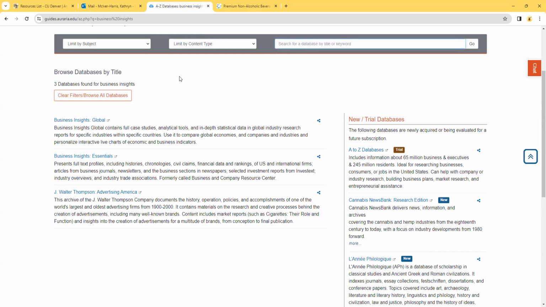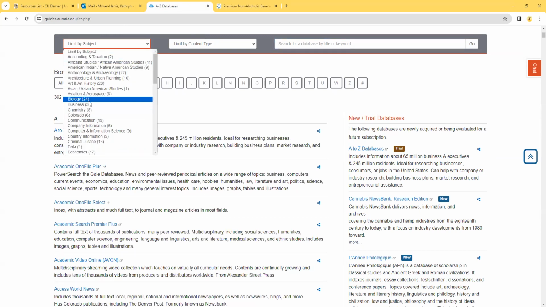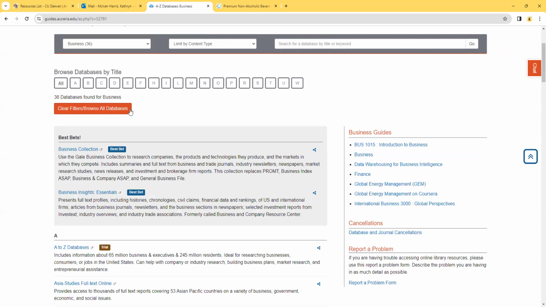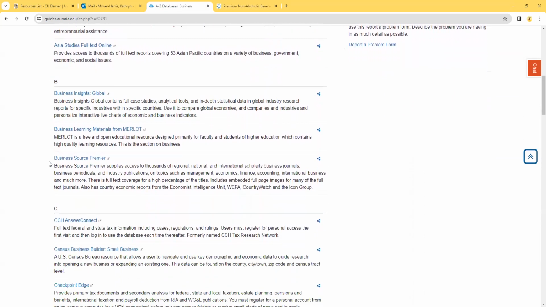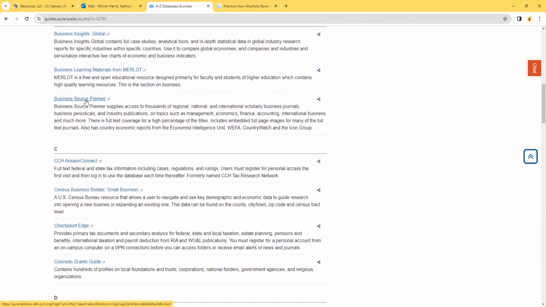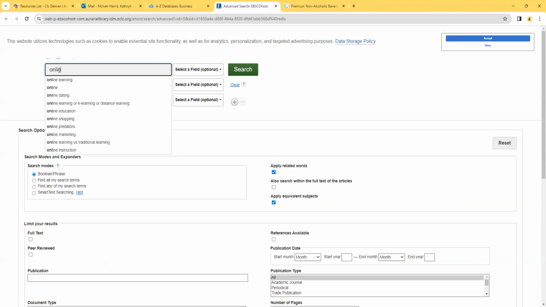For this one, we're going to take a peek-see at the business databases themselves, because one of your groups is in an area that you're going to need to think about how you are approaching your title. So we're going to come to Business Source Premier, because we're going to look for reports there, because one of your groups is working on a hybrid between education and business. So you're going to want to be thoughtful about how you find your information.